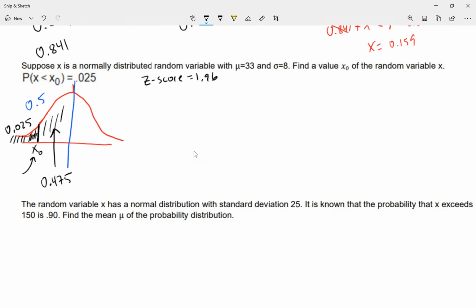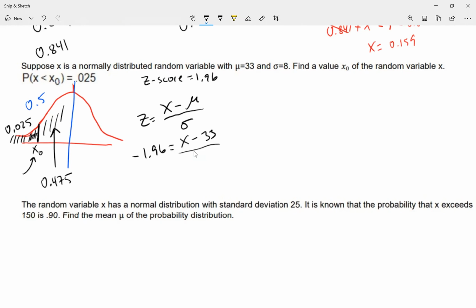That's my Z-score. But I didn't ask you for Z, right? I asked you for X. So you're like, okay, I remembered the formula for the Z-score. Z-score is X minus mu divided by sigma. I know my Z-score in this case has to be a negative 1.96, right? Because we went to the left. I don't know what my X is, but I know my mu is 33 and my sigma is 8.